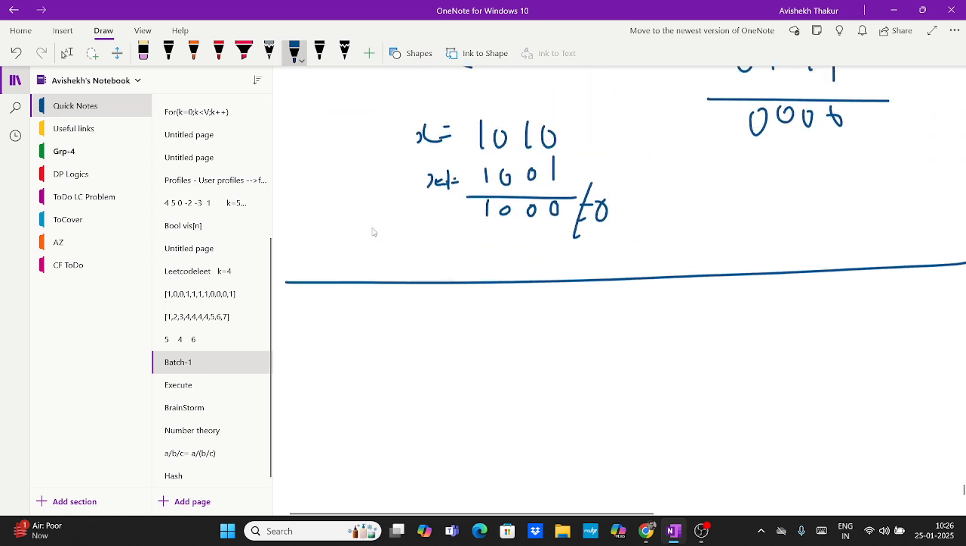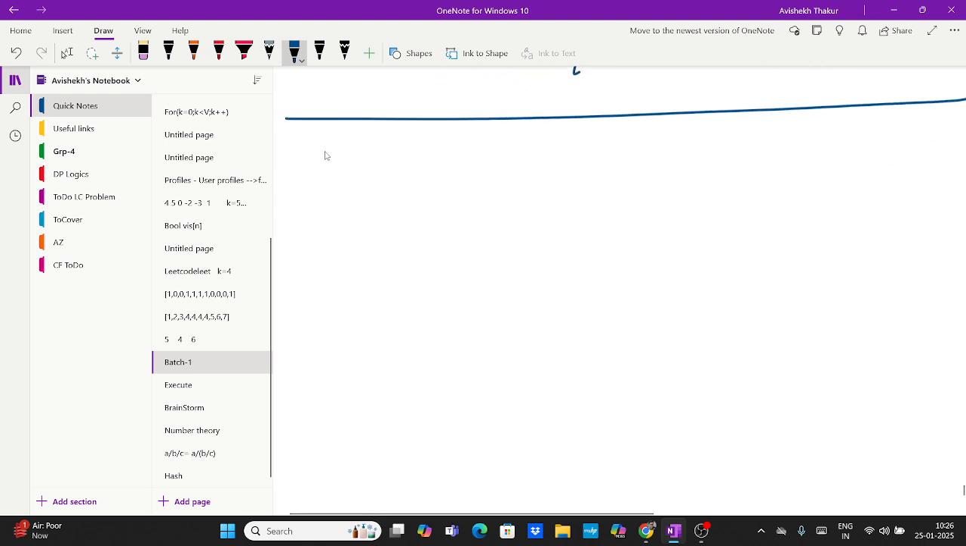So the next concept will be, are you guys clear till this part, everyone? Okay. Next, this is a very important concept. You guys would have heard, I'm not sure, but yeah: bit masking.